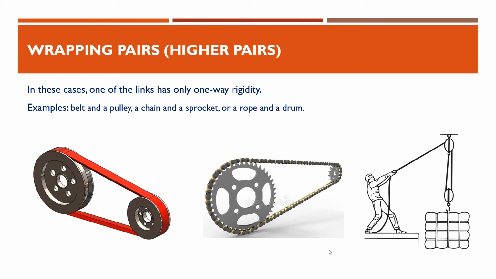One of the links has only one-way rigidity. Belt will be highly rigid only if it is under the action of a tensile force. If we put a compressive force, then the belt won't be a rigid body, it won't be a resistant body. Okay. So, these all come under the wrapping pairs. Just to introduce this, I included this in the slide. It's quite out of syllabus, it is not included in your syllabus, but for your understanding I am including this.